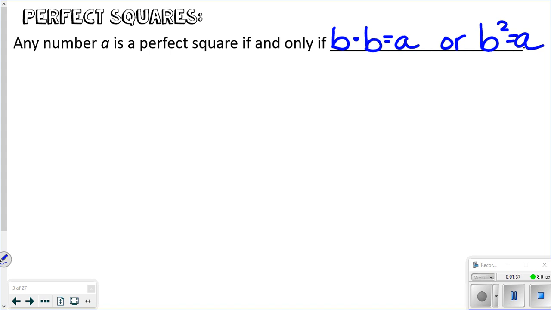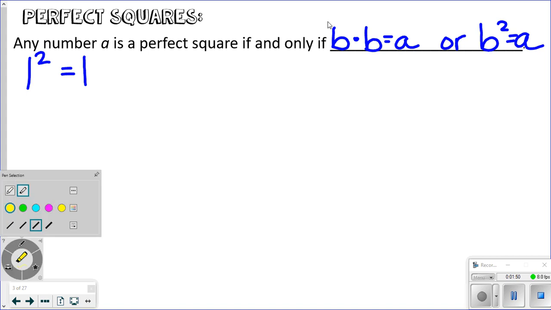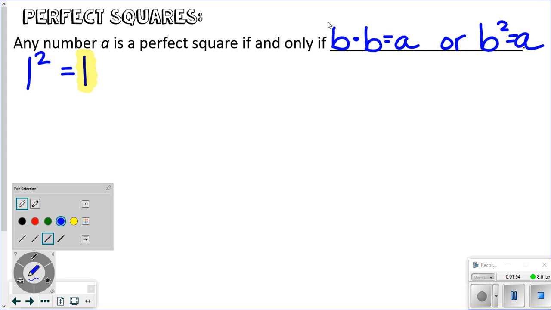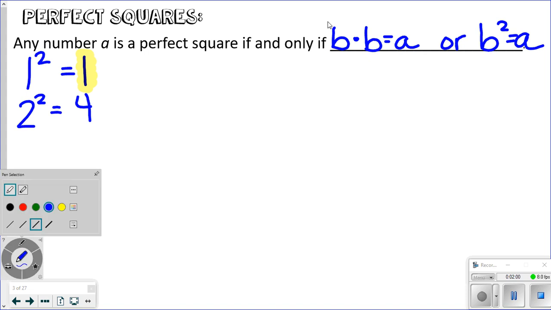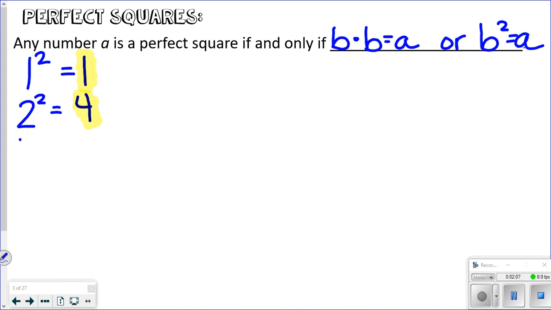Okay, so 1 times 1 is what I want to think about, or 1 squared. 1 squared is 1. So here, 1 is a perfect square. Okay, what is 2 times 2, or 2 squared? That would be 4. So 4 is considered a perfect square. All right, let's keep going. 3 squared.